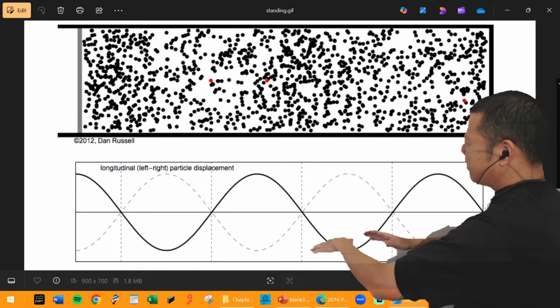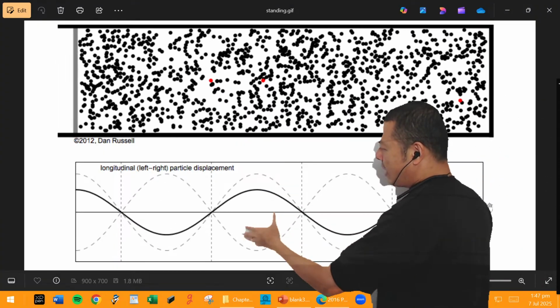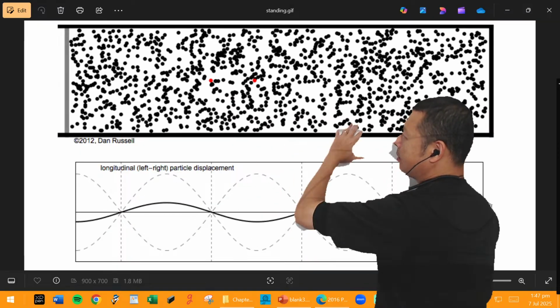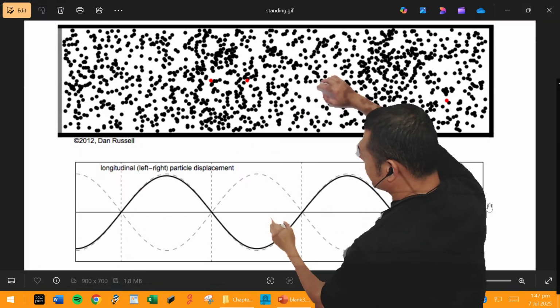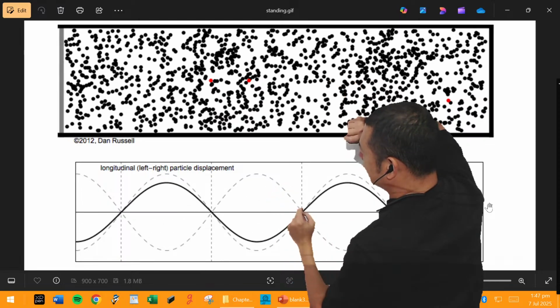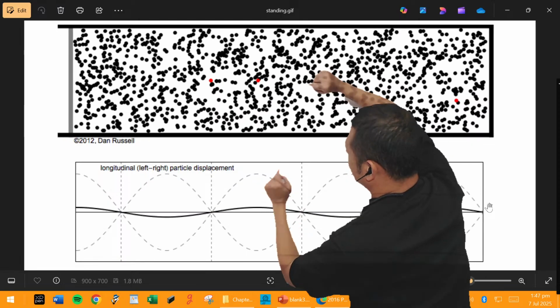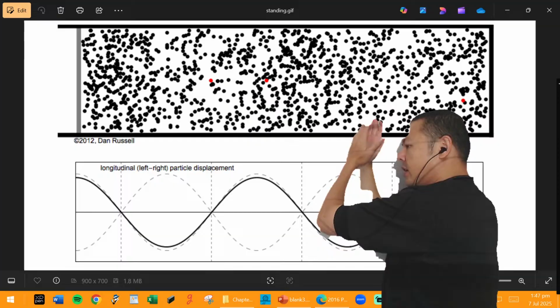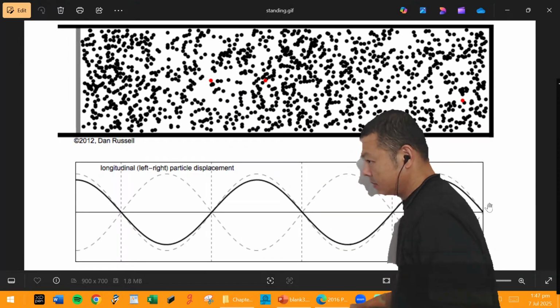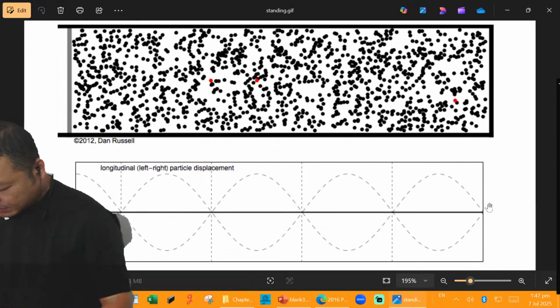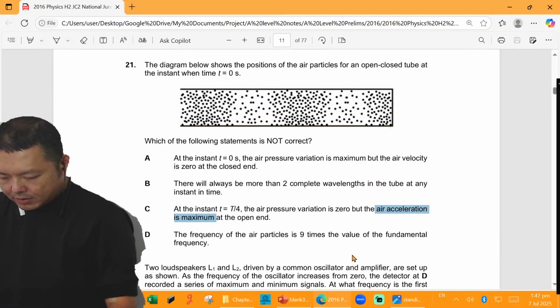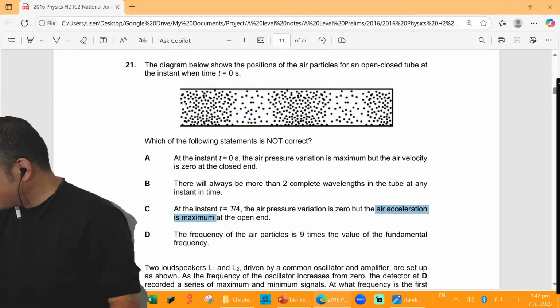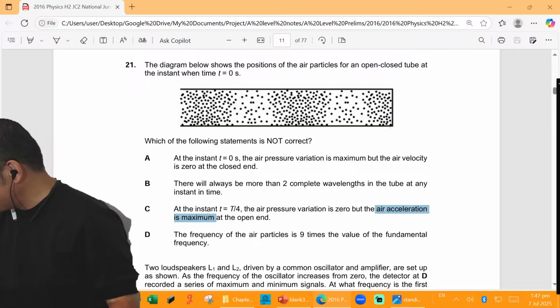So when the graph is at the amplitude, the particles stop for a moment. Let me just try to see, stop, stop. That is right. It stops for a moment because it's changing direction. Okay. Sorry, that took a bit too long because I thought I was getting it wrong.